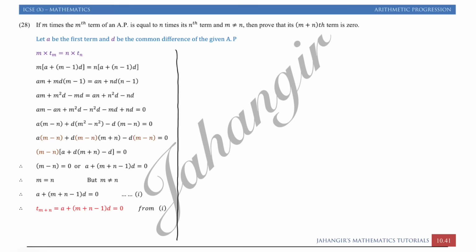So let us do it. If m times the mth term, means m multiplied by the mth term Tm of an AP, is equal to n times Tn, and m is not equal to n, that is the condition, you have to prove that the (m plus n)th term, T of m plus n, is equal to 0.